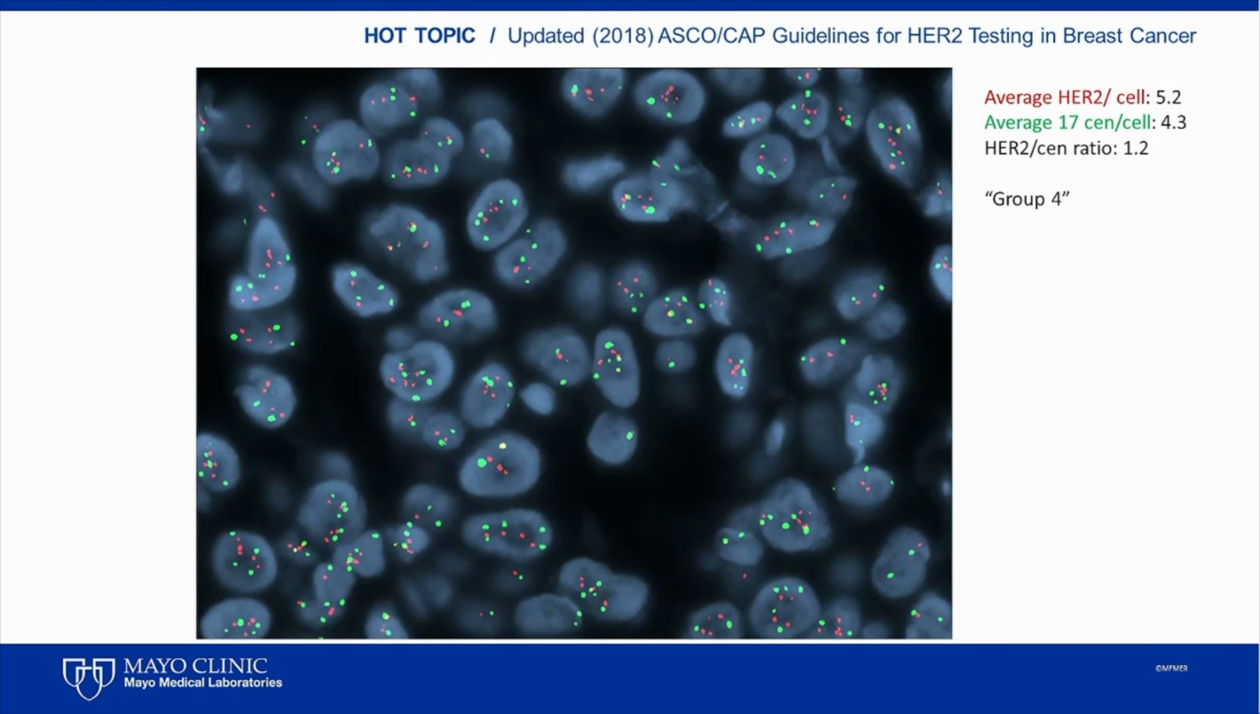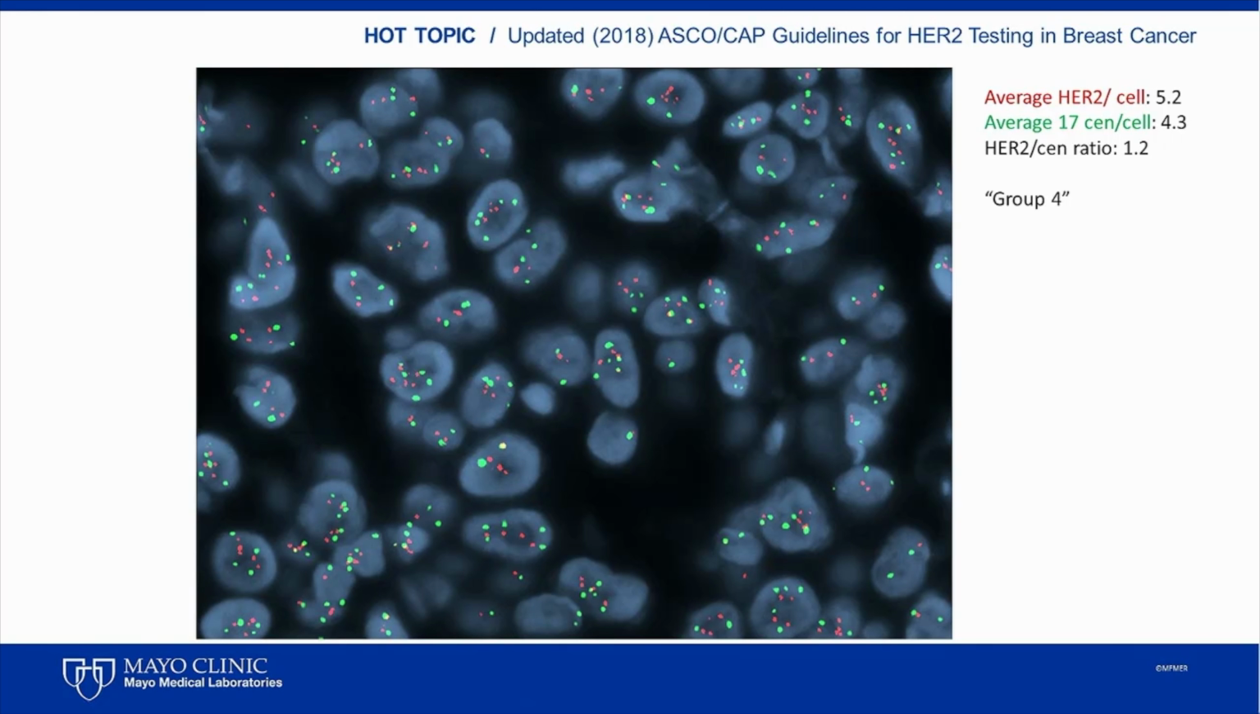A HER2 copy number between 4 and 6 was defined as equivocal for single probe ISH assays in the 2007 guidelines, and in 2013 the panel opted to incorporate dual probe ISH assays into this definition as well, when the HER2 copy number was between 4 and 6 but the ratio was negative. A dual probe result in this equivocal range has been categorized as Group 4.